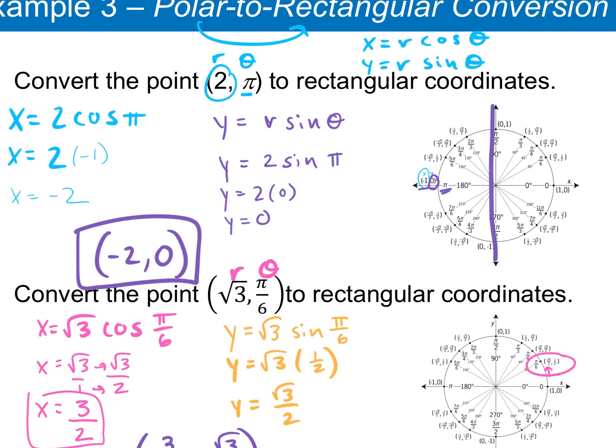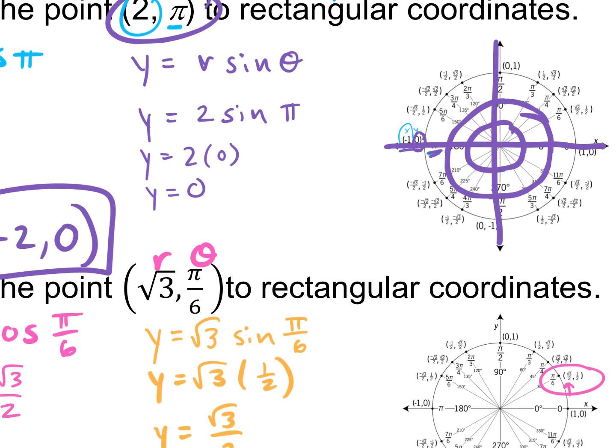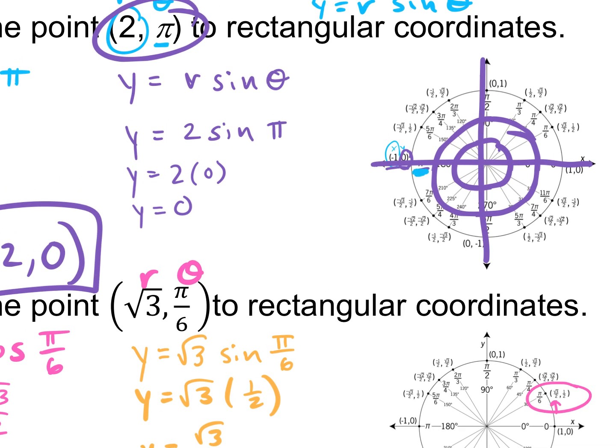So if this was a polar plane where I had the pole in the middle, and these were all of my radians or degrees around it, I'm going to plot 2, pi. I'm going to draw the rings here so we can see a little bit better. So I go to pi, which is right here, and I would go out 2 rings. 1, 2. That would be my point. Now if I convert this to a rectangular point, on our rectangular graph, what would that point be? Negative 2, 0. We go to the left 2 and stay at 0. So they end up being the same thing.